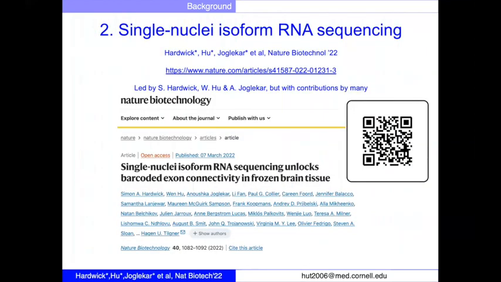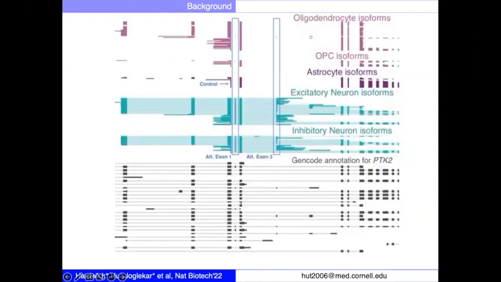So we also then put out another paper, how to do this in frozen tissues, and this work was led by Simon Hardwick, Wen Hu, and Anushka Joglekar. But again, contributions by many. I'm not going to go too much into how it actually works today. But that means we can do these plots now also in frozen tissues, meaning in human tissues. And here you see an exon that is very highly included, 100% in excitatory and inhibitory neurons, and not so much, almost nothing actually, in astrocytes, OPCs, and other non-neuronal cell types. And the second one as well.